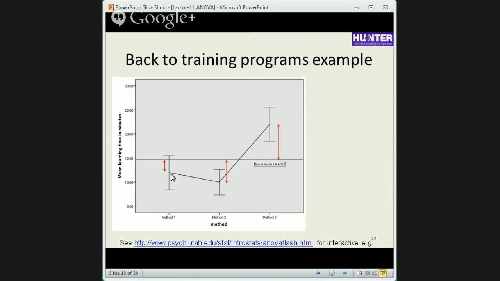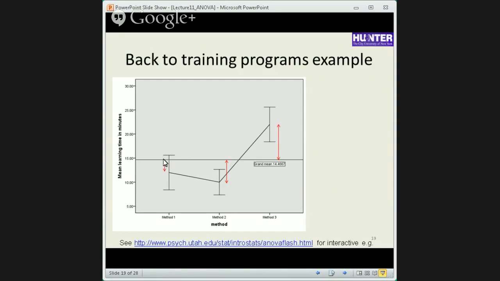This is a plot that SPSS will show you, and I did actually figure out how to get this. It will plot for you the means for each of the groups, which I think is probably not as useful as the box plot, but it's just another way of seeing these differences.